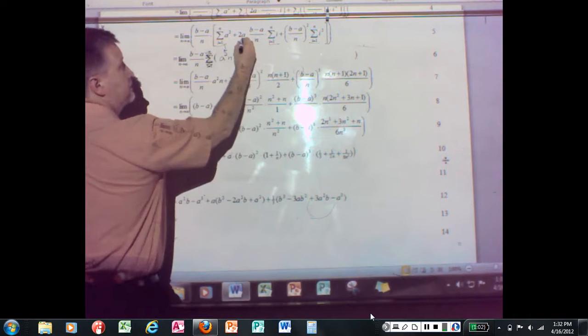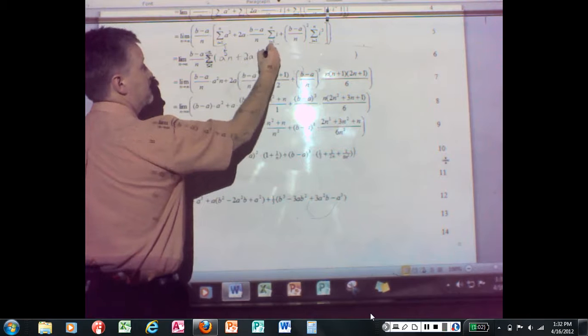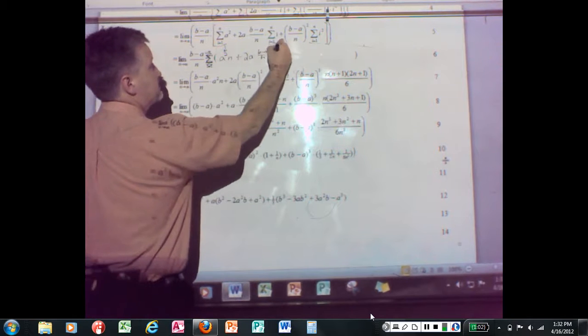All right, now, the second one, well, we've got to copy the 2a times b minus a over n, but now I can say what that summation of the i's is. That's one of the formulas. What is the sum of the i's? It was n times n plus 1 divided by 2, right?